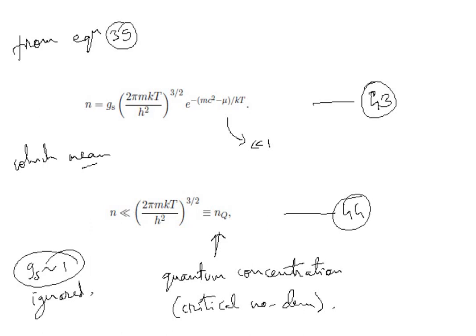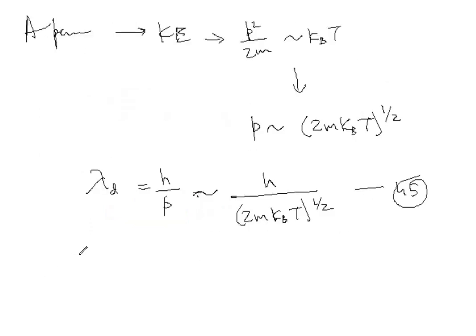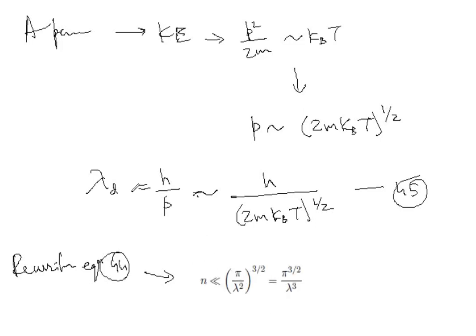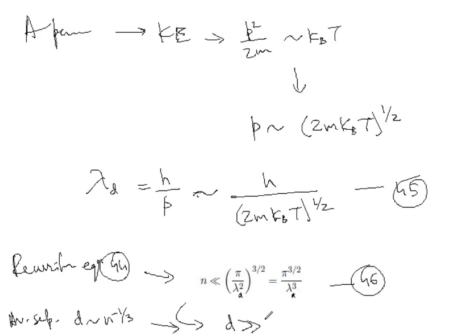So this means that the approximation of equation 44 can be rewritten, rewriting equation 44, as this relation. This is lambda d, the de Broglie wavelength. Equation 46. Now, since the average separation between particles, d, is of the order of n to the power minus 1 by 3, from these two we get d is much greater than lambda d.